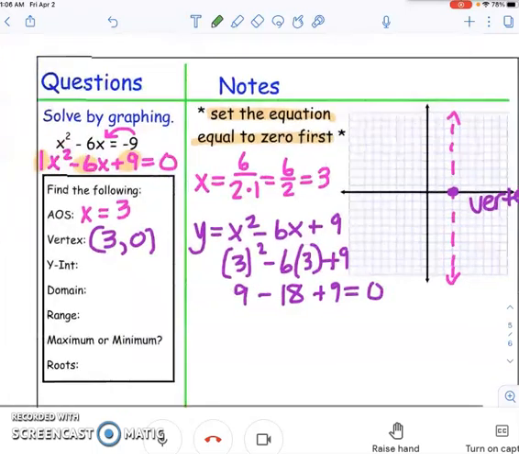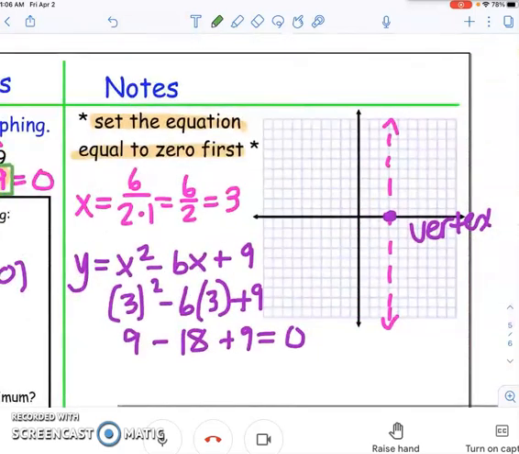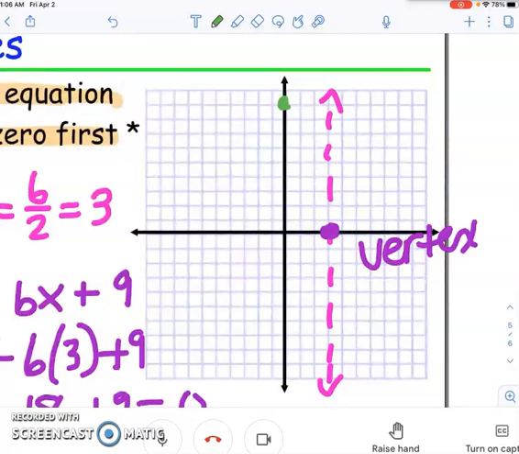Now my y-intercept. Remember, once it's in standard form, the y-intercept is just c. So my y-intercept is 9. So way up here, then I reflect it to the other side. So it's 3 away from the axis of symmetry. So I have to go 3 on the other side and then draw my graph like that.